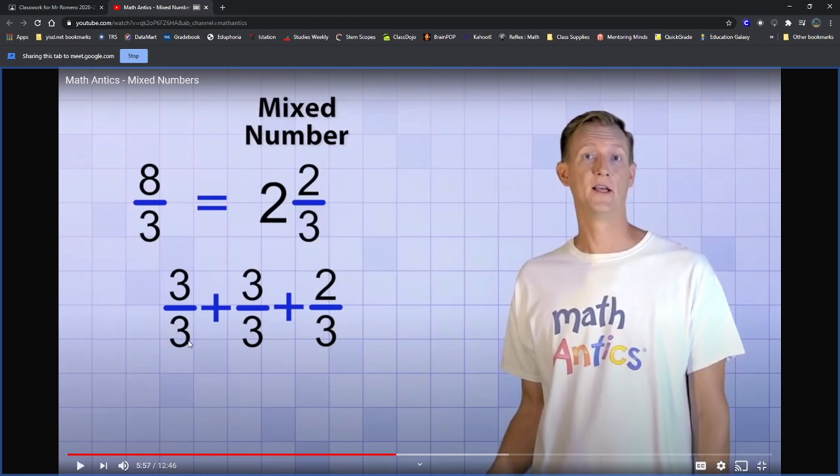Right now, he's just showing us how we're able to make those groups of 3. We have 3 pieces of 3. We have another 3 pieces. Then we have 2 pieces extra. 1 whole out of 3, plus another whole, another 3 out of 3, plus our leftover, 2 out of 3. If I were to ignore my denominators here and just look at the numerators, 3 plus 3 give me 6. 6 plus 2 would give me 8. Exactly what I had at the beginning. 8 out of 3.